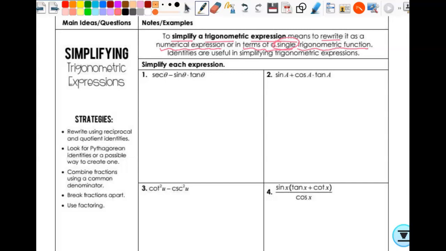And there are strategies for this, things that you're going to have to think through. You are going to have to actually use your brain cells and think and reason and figure out what's the best thing to do. You may go down the wrong road sometimes. You may go down a different road than your neighbor, and you both got the same answer, but one of you took a little longer. That's okay. All right? So your strategies that you want to think about, so we're going to do this first one, secant theta minus sine theta times tangent theta.